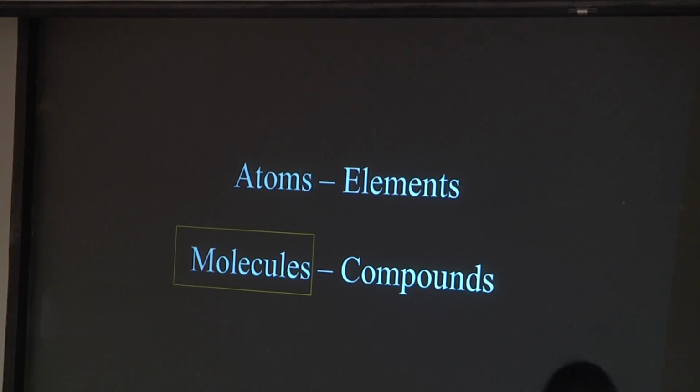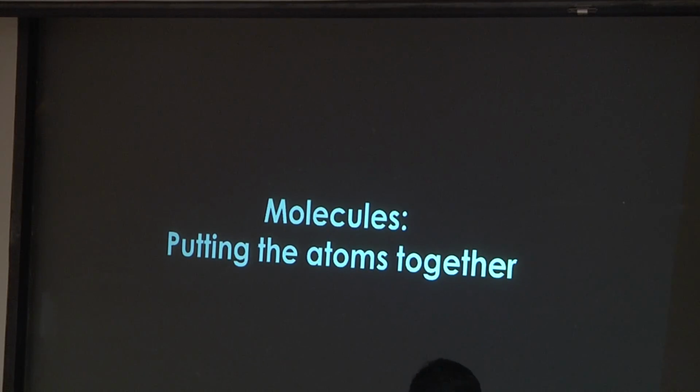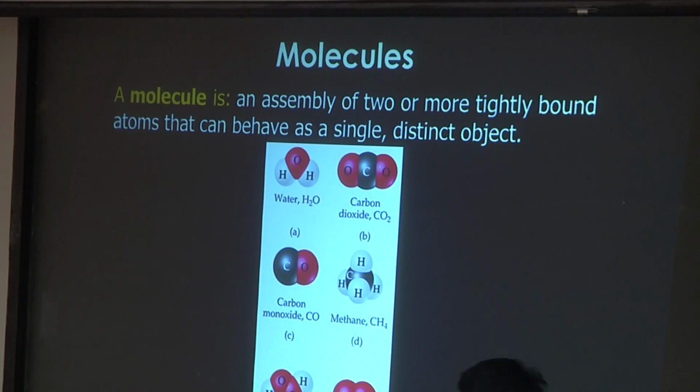Okay, so atoms and elements. Now we'll talk a little bit about molecules and compounds. A lot of the rest of the class has to do with molecules and compounds. But we'll start here. So molecules is putting the atoms together. And so what is a molecule? We've thought about molecules in terms of these little spheres that kind of get connected. But formally speaking, what is a molecule? A molecule is an assembly of two or more tightly bound atoms that can behave as a single distinct object.